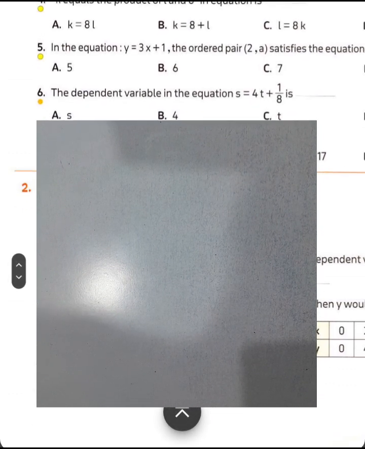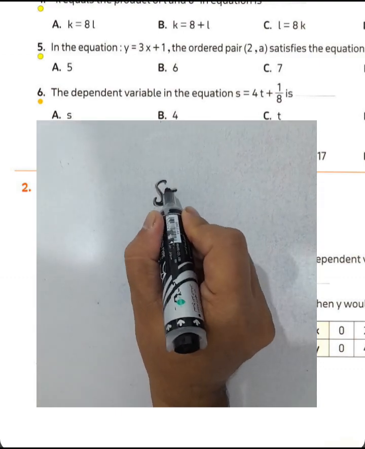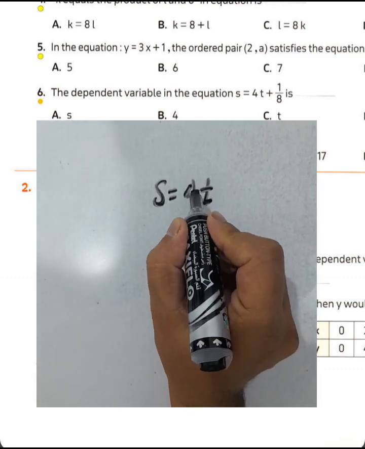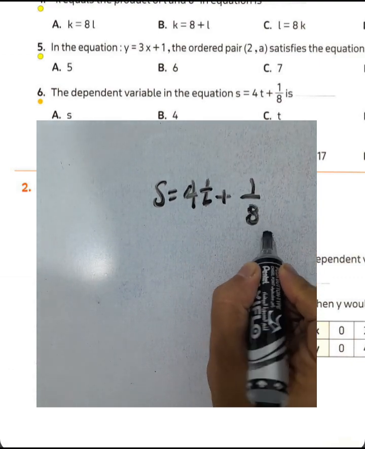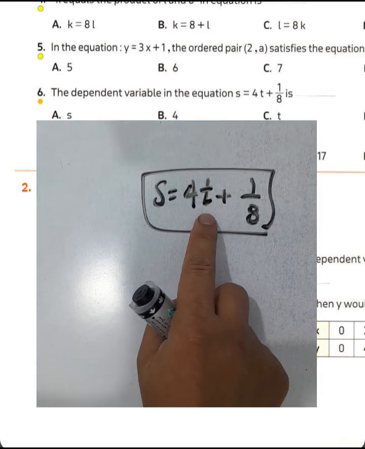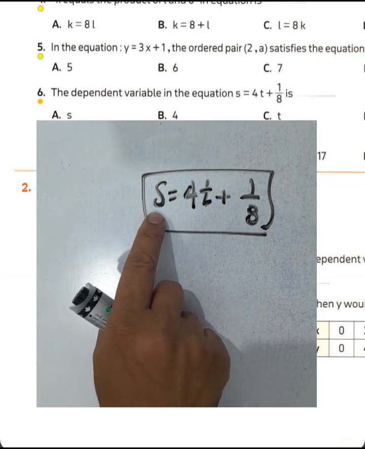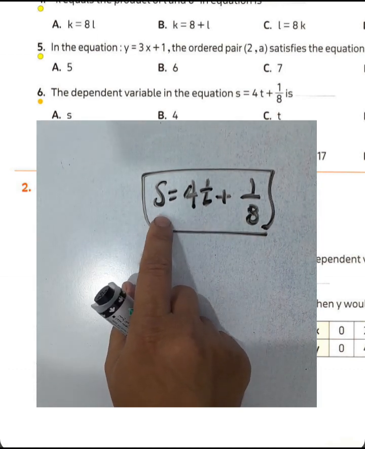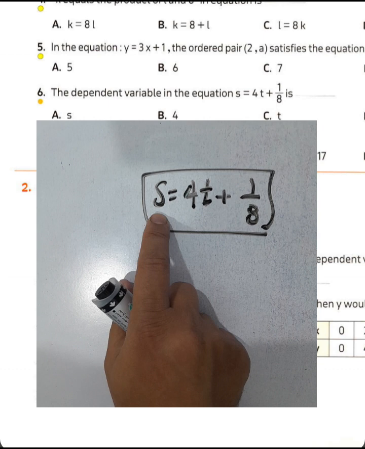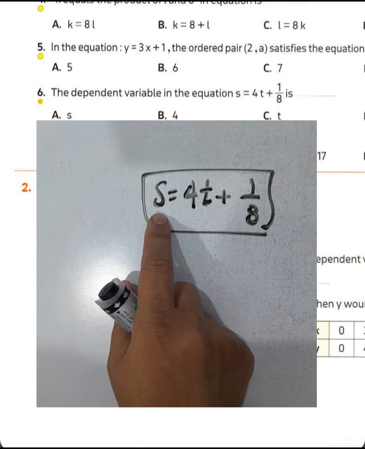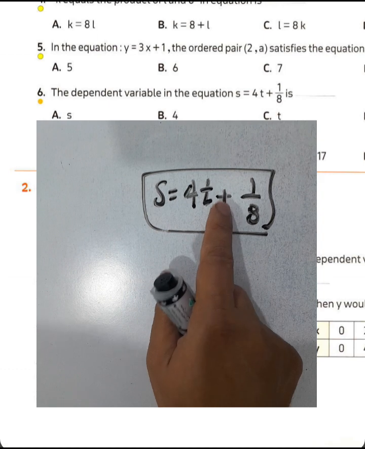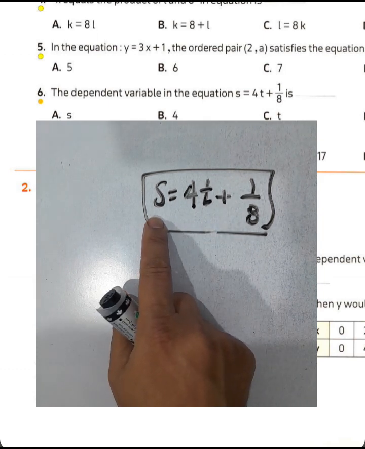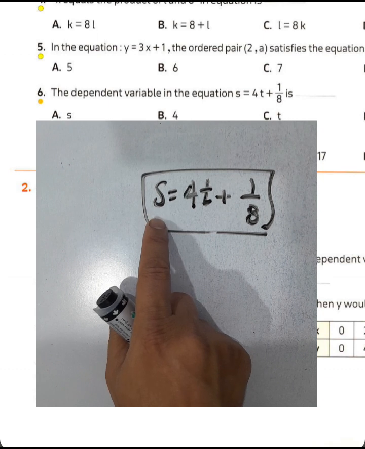Question number 6. The dependent variable in the equation s equals 40 plus 1 over 8 t. The independent here is t. You have the dependent and the independent. You want to find the dependent. The dependent here will be S. S, we call that the dependent variable. Choose letter A for question 6.